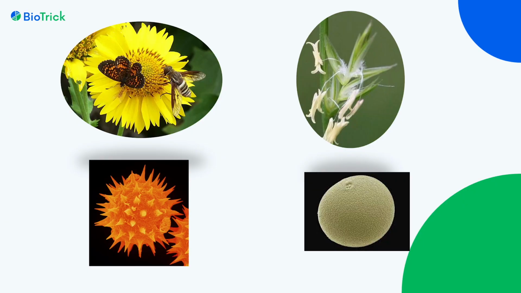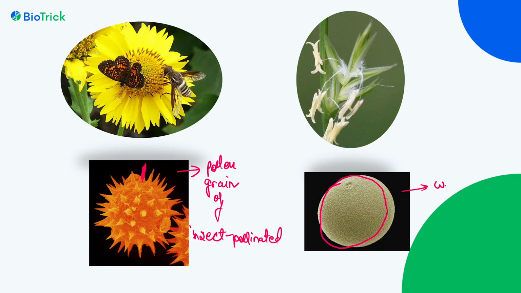Now let's take a look at the picture of pollen grain. This is the pollen grain of an insect pollinated plant. You can see here the pollen grain has spikes, while this one is smooth so that it can be easily carried by the wind. It is a wind pollinated pollen grain.